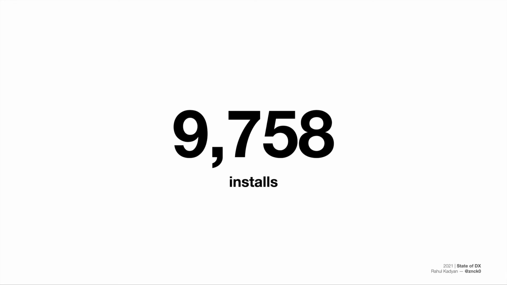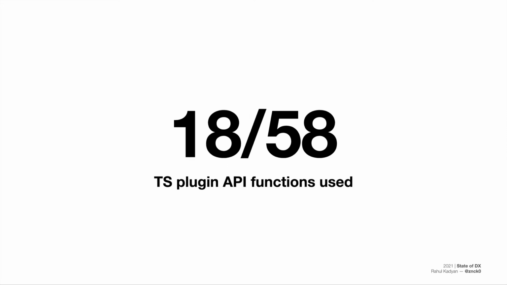And in terms of what our TS plugin could do, the TS server has an API that has 58 points of extension. Basically, the options object accepted as TS plugin has 58 functions, and right now we are only implementing 18. So there's a lot of possibilities that can be done.